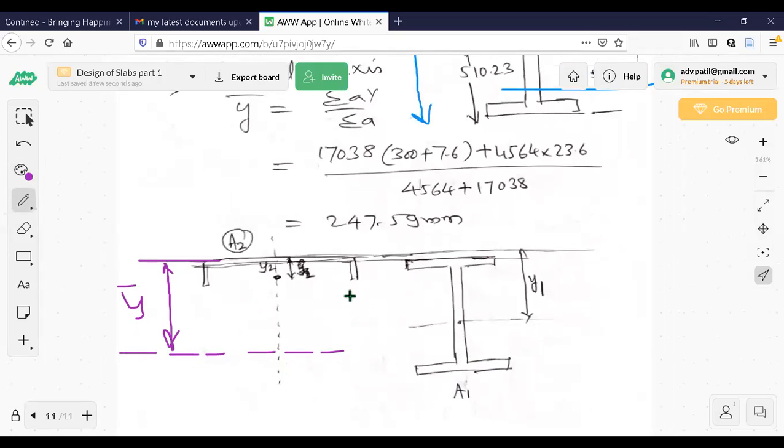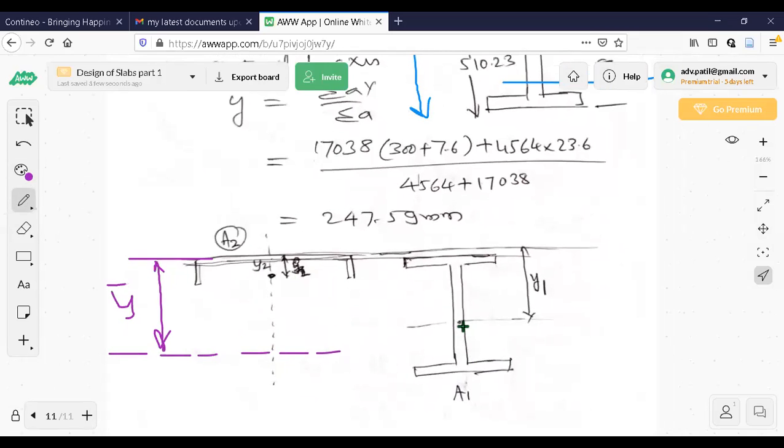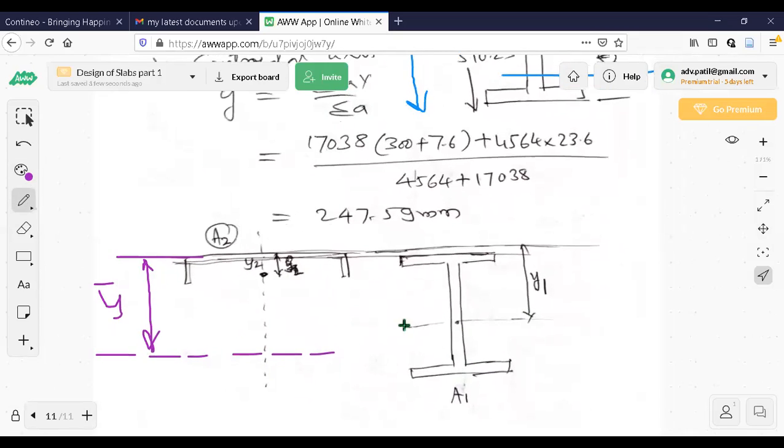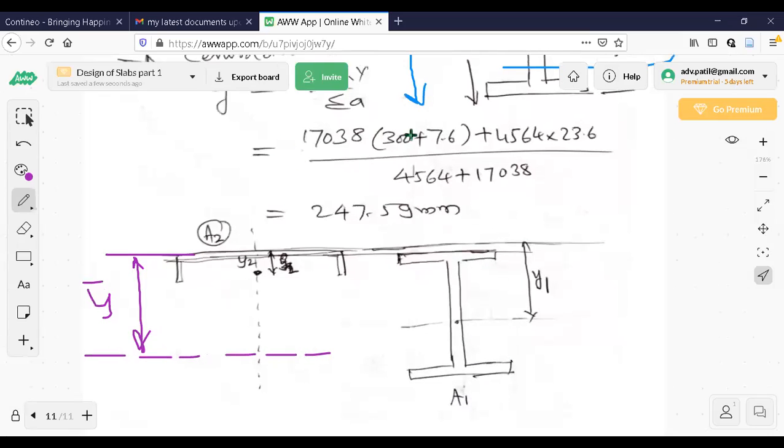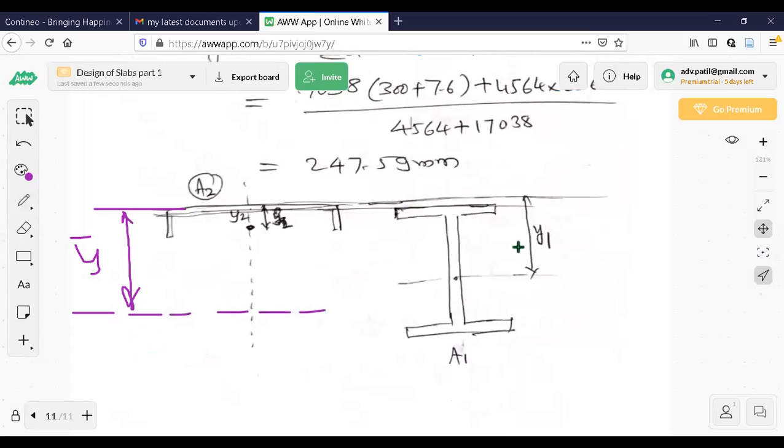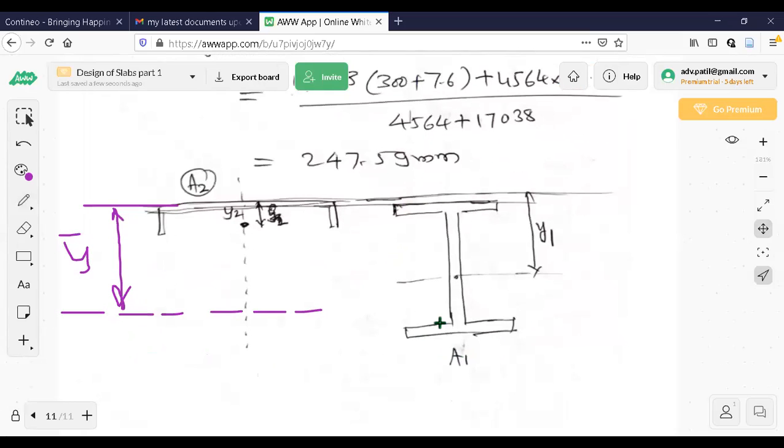Purposely, I have exploded these two, separated these two. Now observe this. This figure is A1, Y1. For the I section, it is A1, Y1. First term refers to this diagram. So what is A1? Area of the entire section. Now what is Y1? Y1 is the centroid of this I section from this top line, because the top line is the reference line here. Axis of reference is the top line.